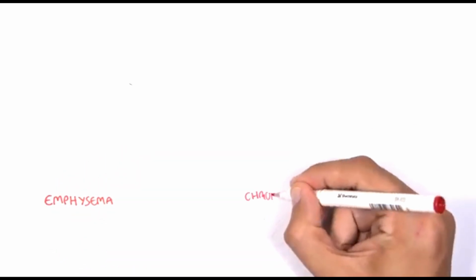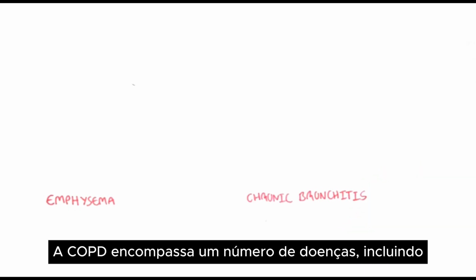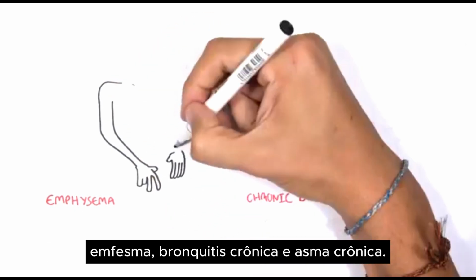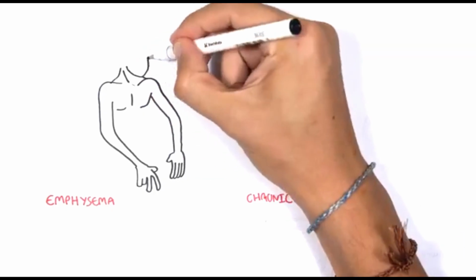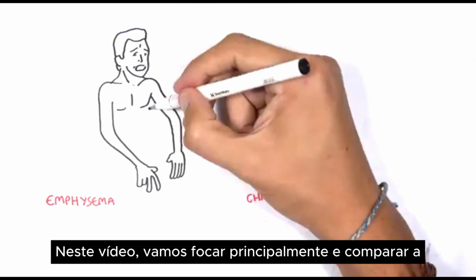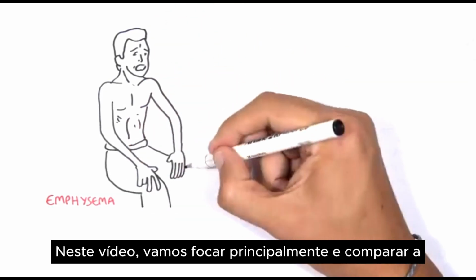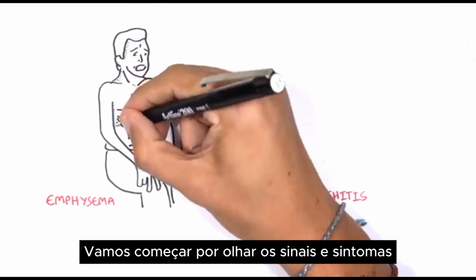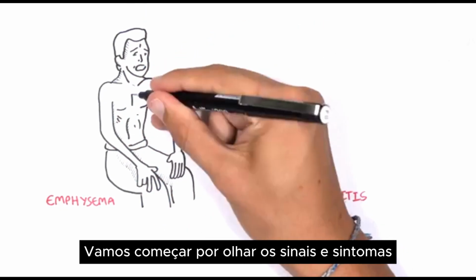In this video, we're going to look at COPD, chronic obstructive pulmonary disease. This is an overview, an introduction. COPD encompasses a number of diseases, including emphysema, chronic bronchitis, and chronic asthma. In this video, we will mainly focus on and compare chronic bronchitis and emphysema. Let us first begin by looking at the signs and symptoms of both of these.